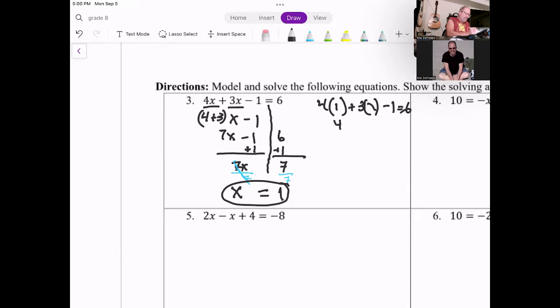Four times 1 plus 3 times 1 minus 1 equals 6. 4 plus 3, 7, minus 1 equals 6. 6 equals 6. And that would verify that that's our answer.